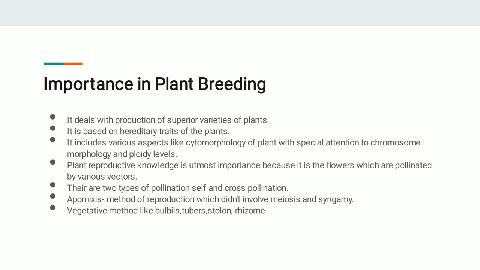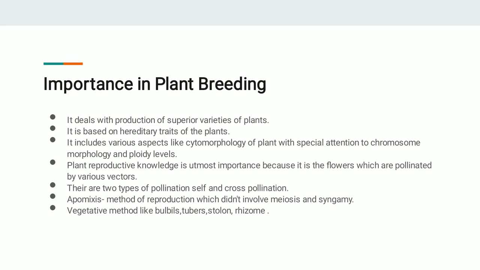As you know, plant breeding is a semi-botanical branch because it is the main branch of agricultural technology. So it deals with the production of superior varieties of plants. With the help of plant breeding, we produce superior varieties of plants via various crosses, just like the test cross and back cross. Okay, it is based on hereditary traits of the plants. Hereditary traits means the traits which are governed by the maternal or paternal genes.